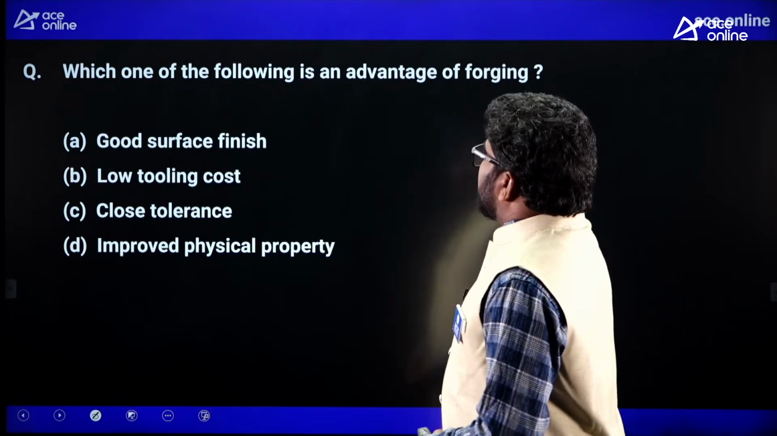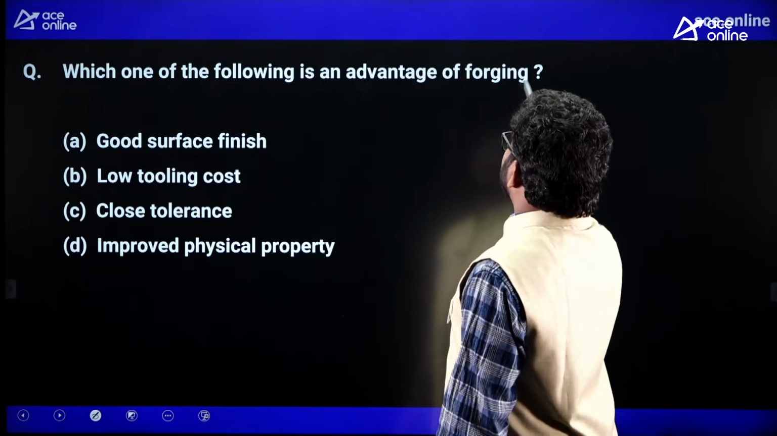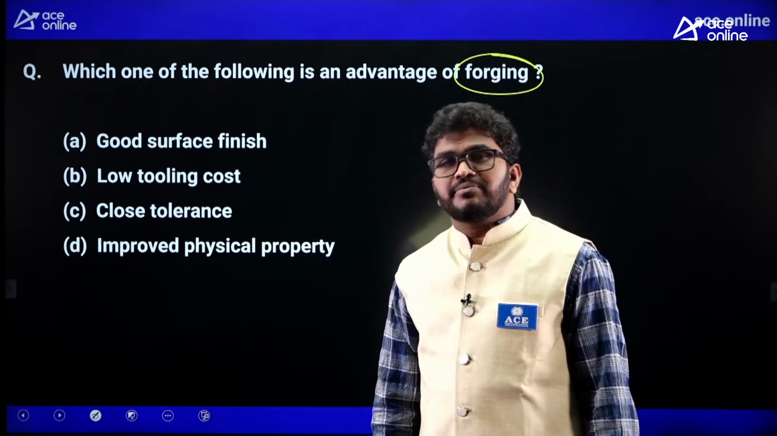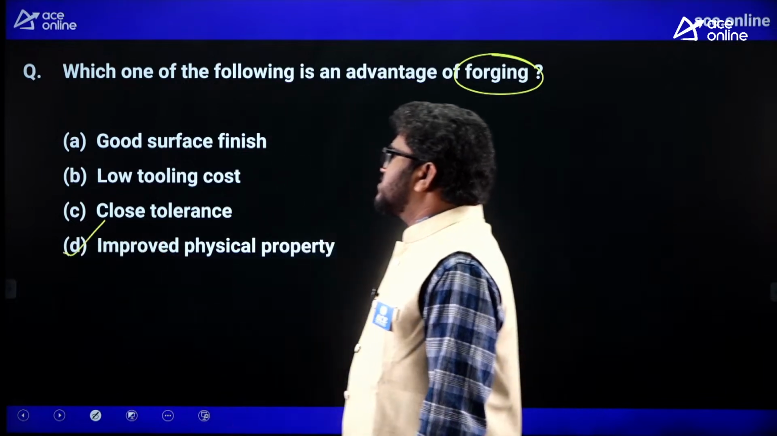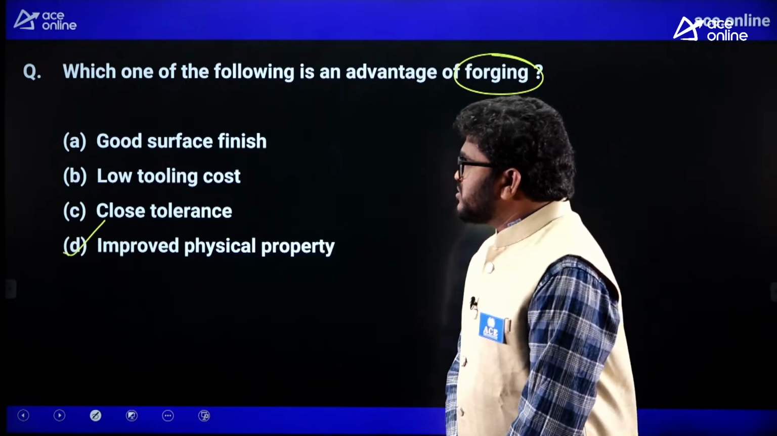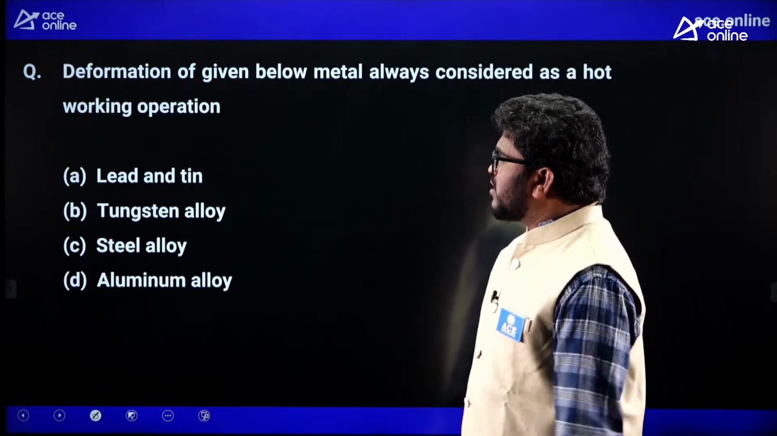Next, which one of the following is an advantage of forging? The main advantage of the forging operation is that we can make complex shapes and we can improve the properties of the material. So D is the correct answer for this question. We can improve the properties of the material by using the forging operation. That is the best option.